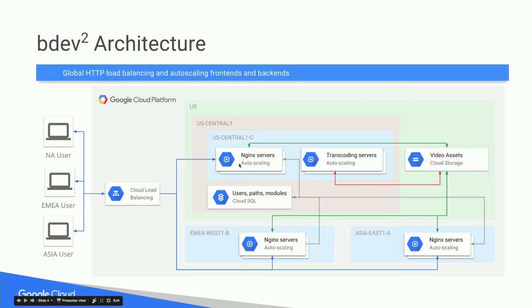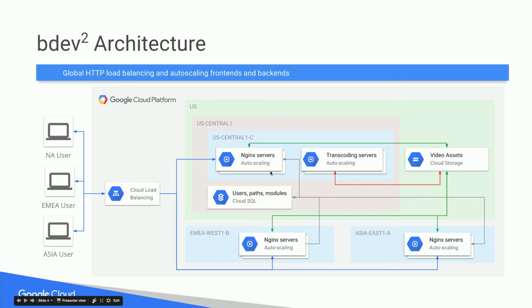We have users coming from North America, from Europe, and from Asia. They all hit a single IP address, and this IP address is actually an intelligent load balancer. It will direct users to the closest set of servers that have capacity. So you'll notice that we have servers in US Central, in EMEA West, and in Asia East. We're running Nginx servers here, and these servers deliver the standard user interface to the LMS users.